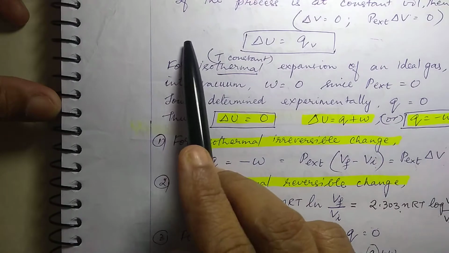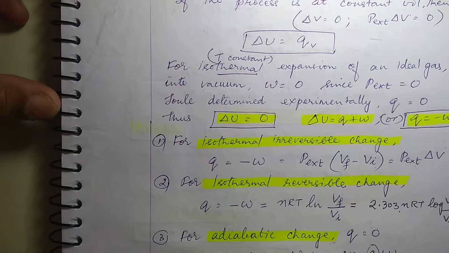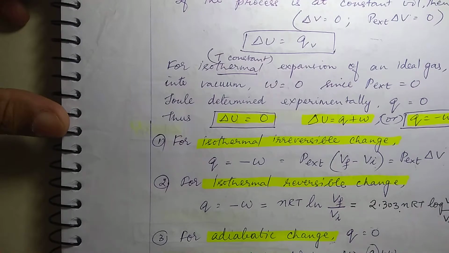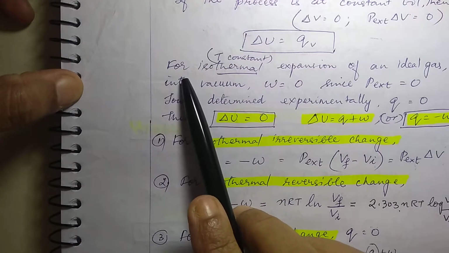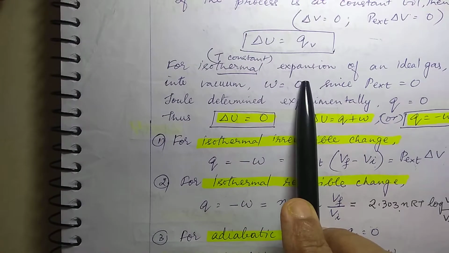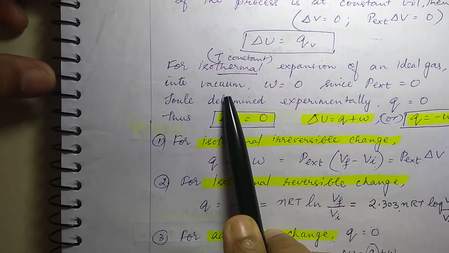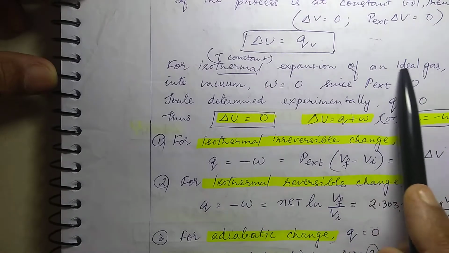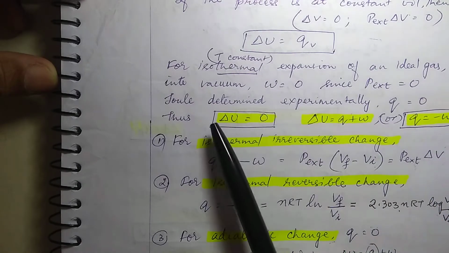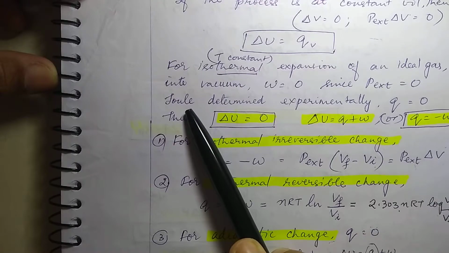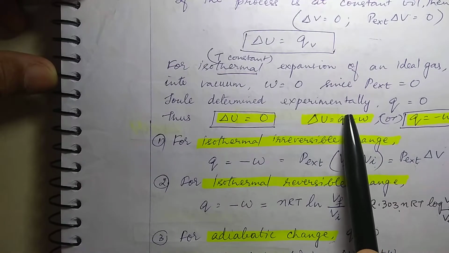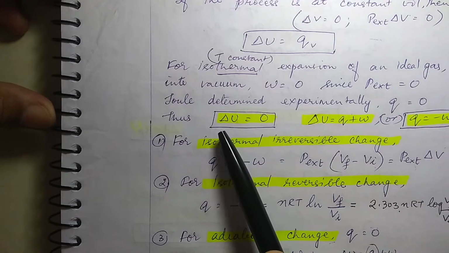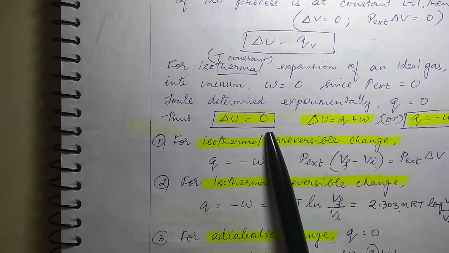Now, a set of equations which you are supposed to remember, what we have already seen. I am just recollecting everything for you. For isothermal expansion of an ideal gas into vacuum, W is 0, no work done, and P external is also equal to 0. Joule, the scientist, determined experimentally that if Q is 0, then delta U is also equal to 0.